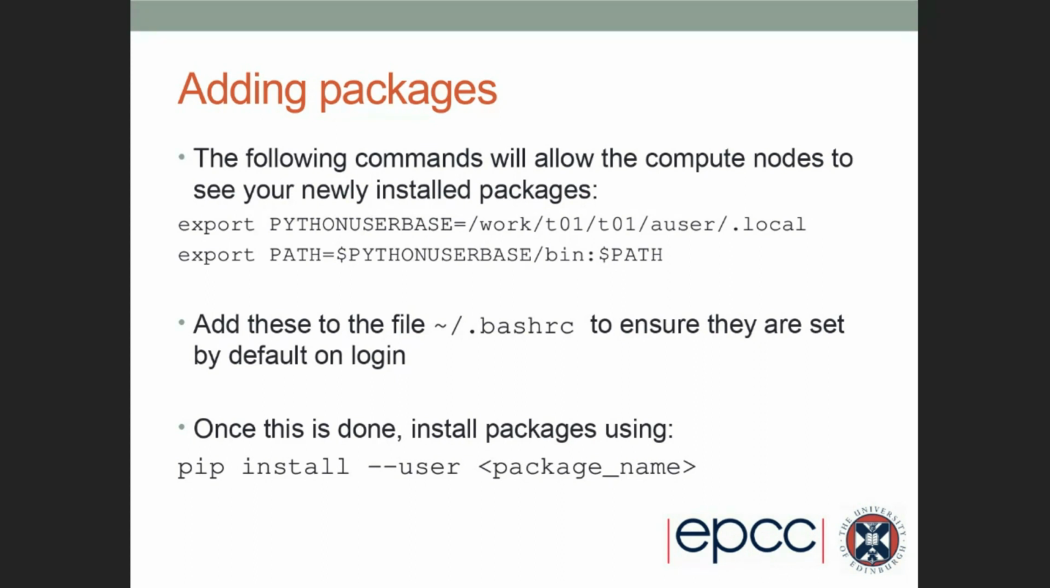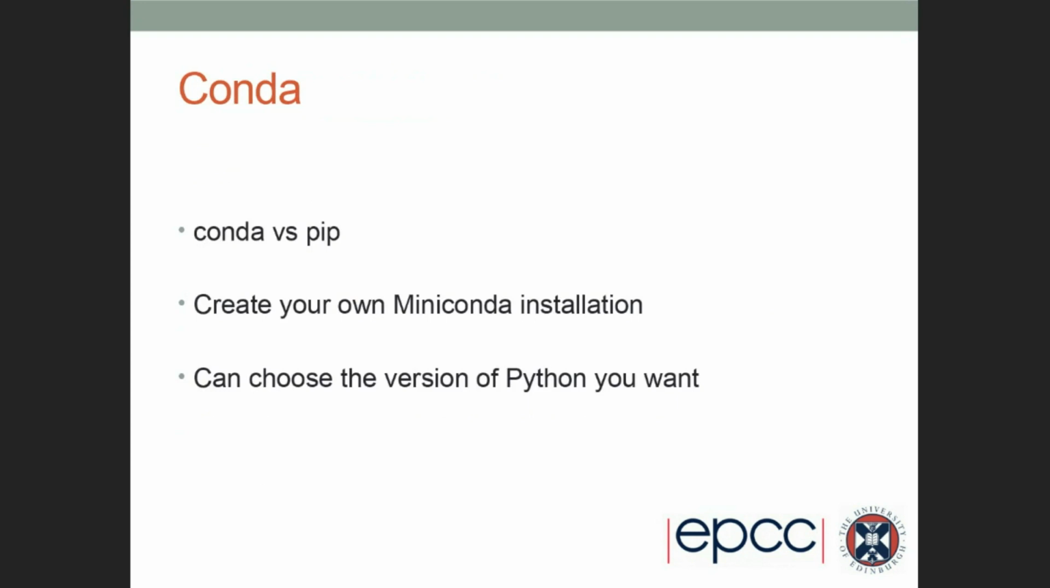And then once you've done all that, you can use pip install --user followed by the package name in order to install extra packages. The reason you have to use the user flag is that by default it will install in a directory which requires root access, which you obviously won't have on ARCHER2. So this tells it that it's installing it for a user, and it will look to install it in the PYTHONUSERBASE directory that you specified before.